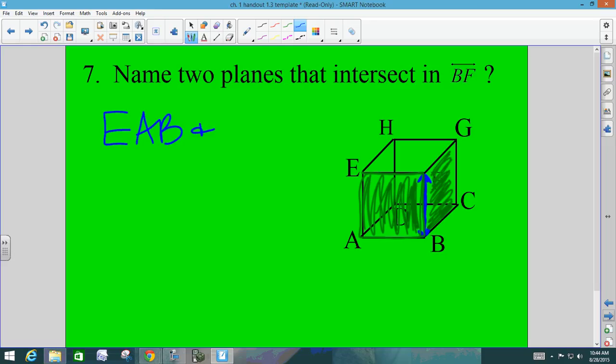Sydney, what would you name this right side over here? Yeah, GCB, good. And if you threw F on both of those, then that's great. You can use 4 letters, you don't have to. No, because it's not a line, it's a plane. Lines get lines above them.